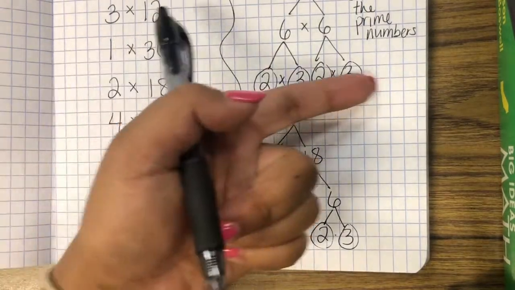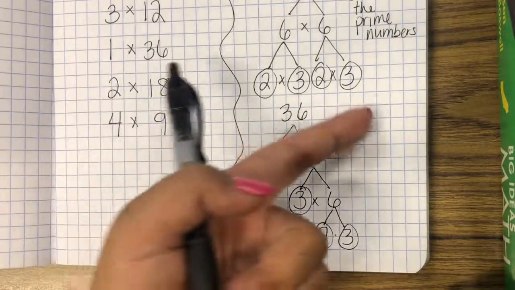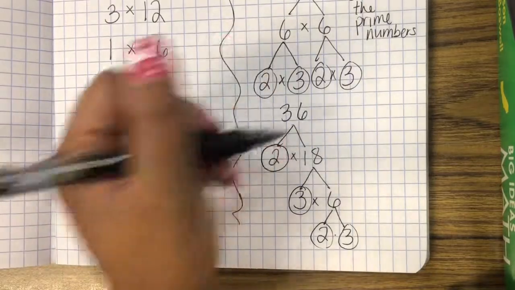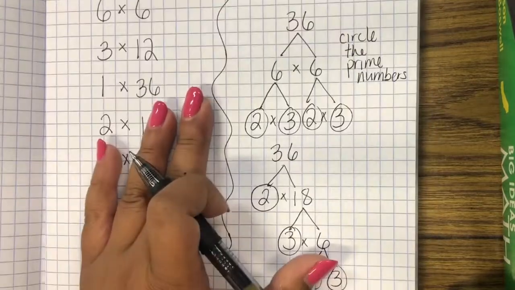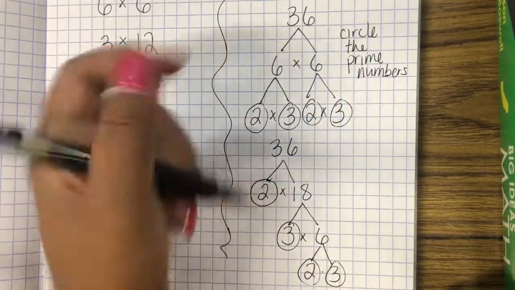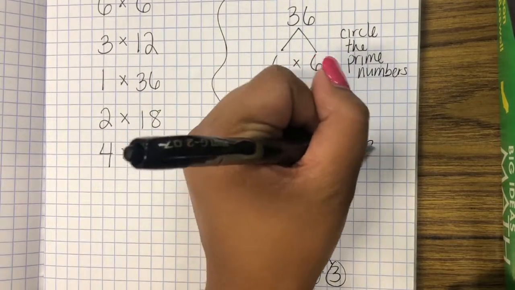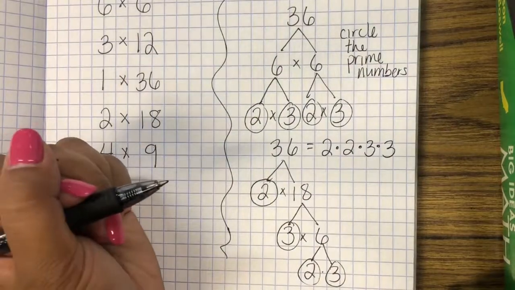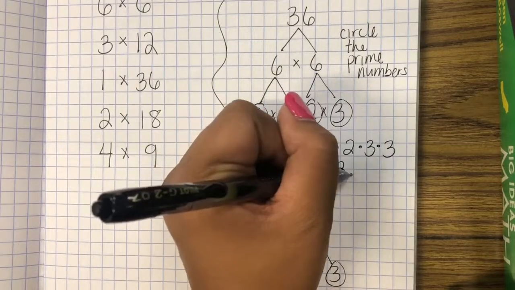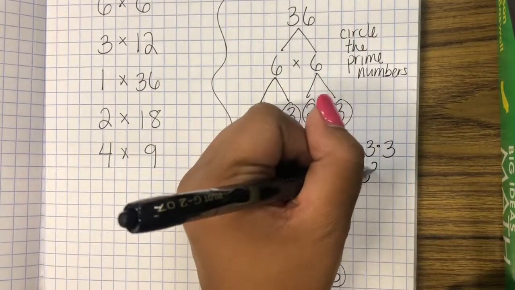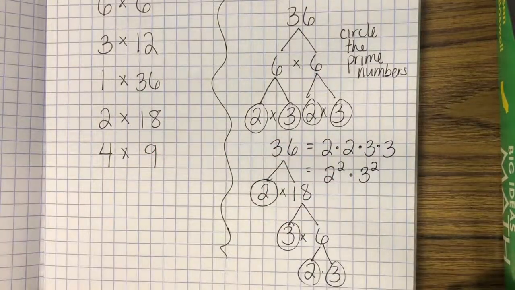Notice that the bottom of the branches are all the same numbers. You have 2 2s and 2 3s. Therefore, you will get the same answer no matter what pathway you take. So the prime factorization of 36 is 2 times 2 times 3 times 3. If you want to use exponents, there are 2 2s, so 2 to the second power, times 2 3s, 3 to the second power. Both are examples of prime factorization. And there you have it.